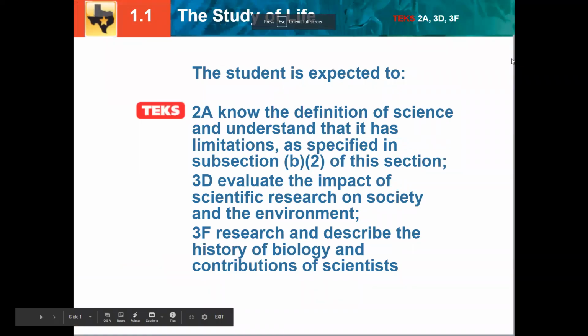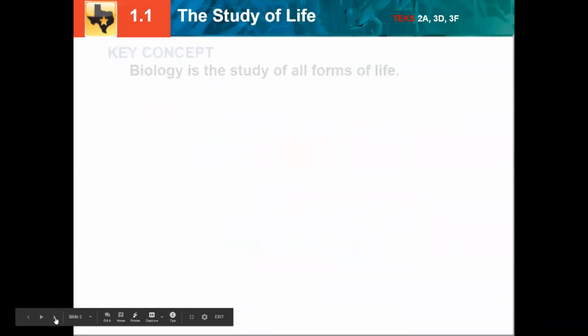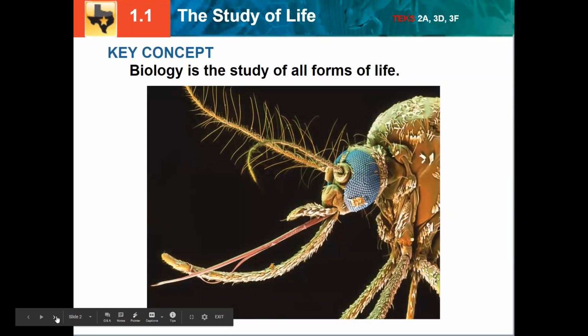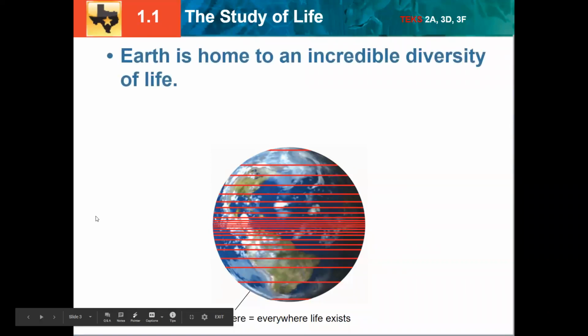All right, let's see if I can figure out how to do this. All right. So we said biology is the study of all forms of life. That prefix bio means life, and ology means study. So like you have sociology, anthropology, all those different things. That ology at the end means study. So this is the study of life that we're going to be looking at, all different kinds of life, from the very small cells up into our larger organisms.